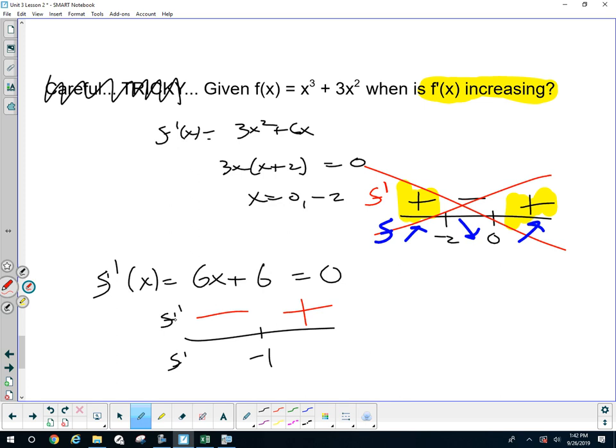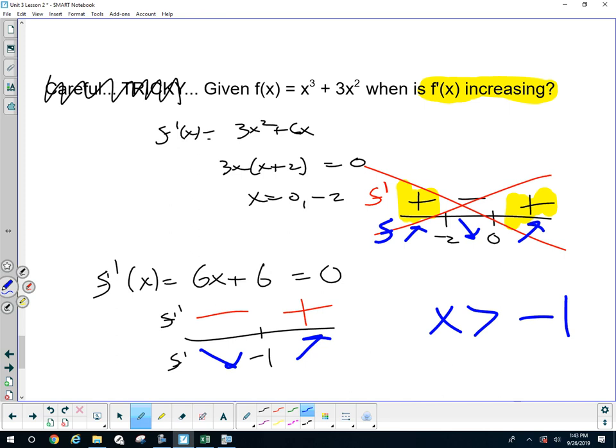Because f prime's prime is negative, f prime is going down. Because f prime's prime is positive, f prime is going up. So, when x's are bigger than negative 1, f prime is going up. It's increasing.